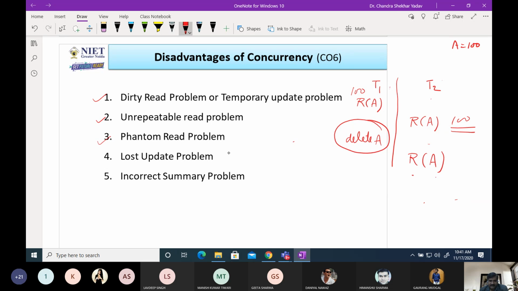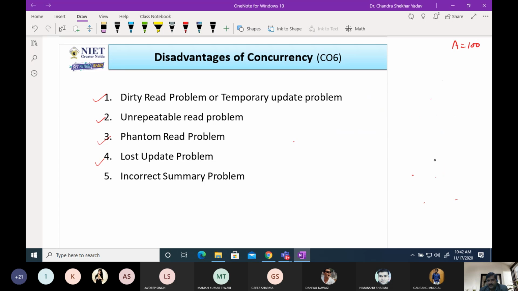डिड यू गेट इट? यस सर। नाउ फोर्थ वन इज लास्ट अपडेट प्रॉब्लम. It is also called write problem. See here. Suppose we have two transactions T1, T2. T1 performs a read operation and A equal to A plus 10. Then T2 also performs read operations and here performs A equal to A plus 100 and write A.